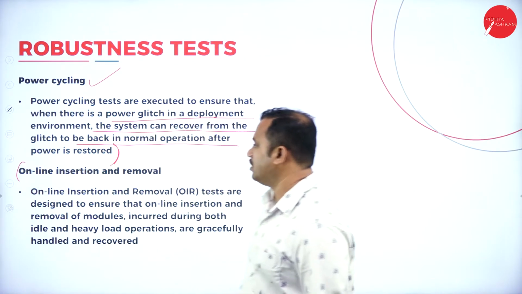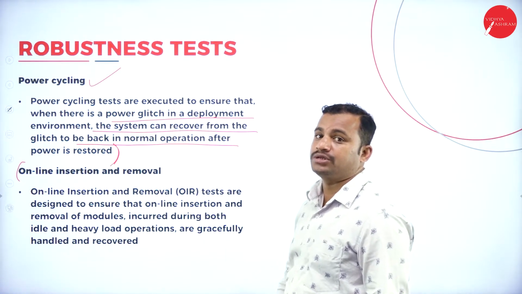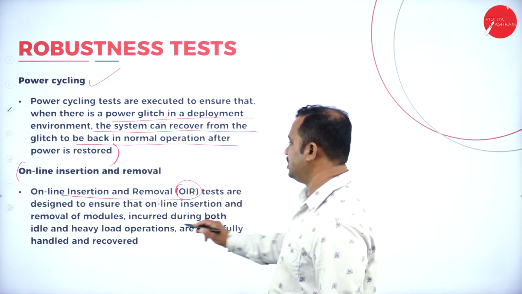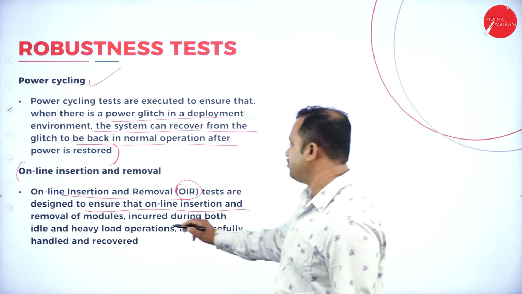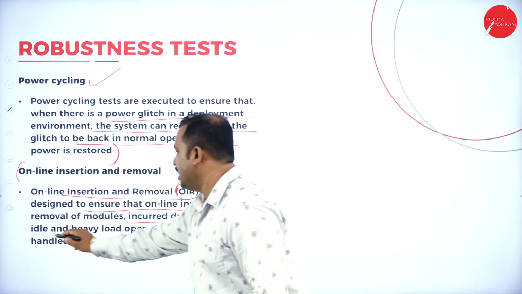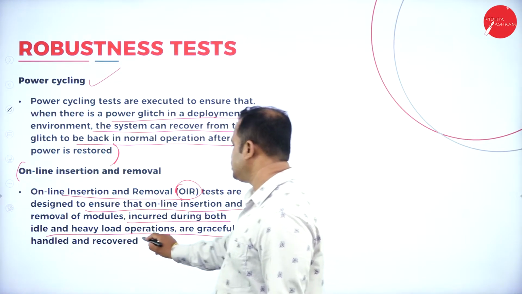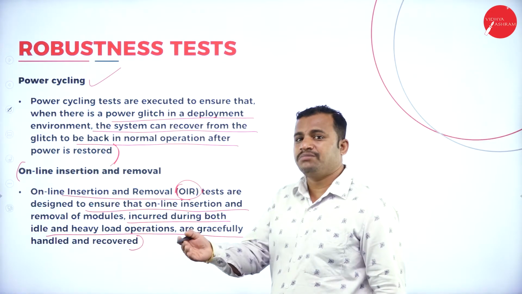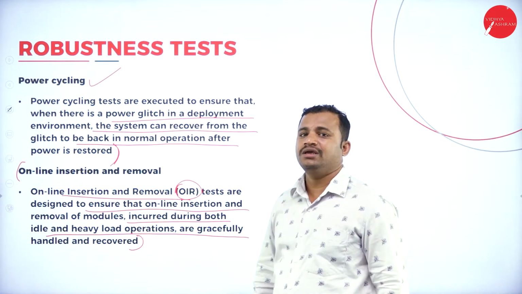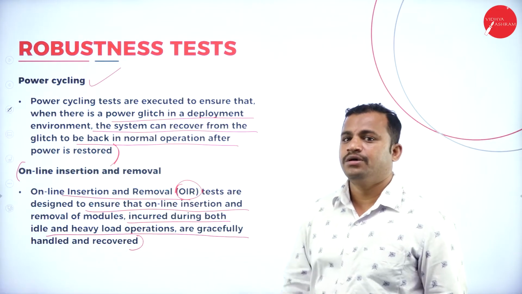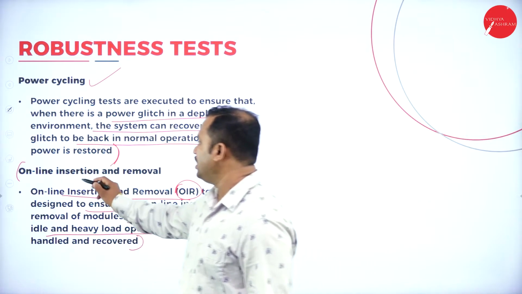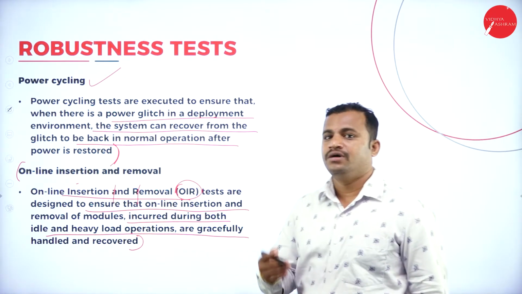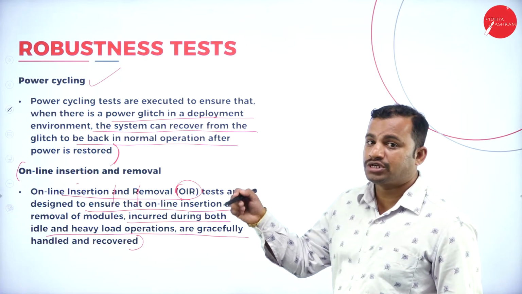Online insertion and removal. That means online support must be provided to the user. Online insertion and removal, also called OIR tests, are designed to ensure that online insertion and removal of modules, incurred during both idle and heavy load operations, are gracefully handled and recovered. That means with the help of online support, if there is any problem with the working of the system, that has to be recovered properly. That is called online insertion and removal of the bugs which may arise at the time of executing the programs at the user's site.